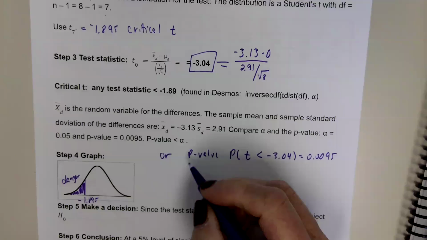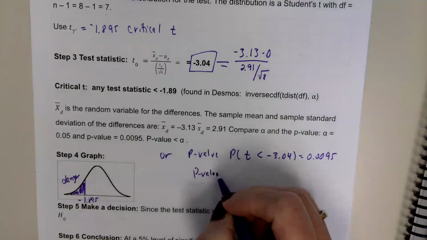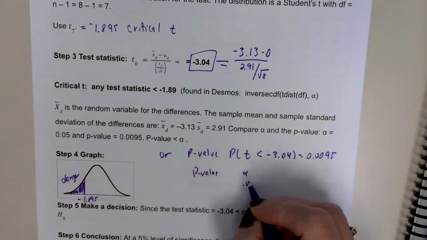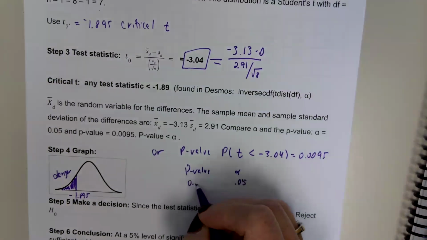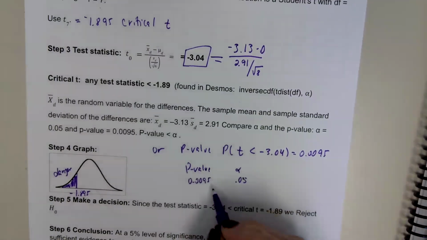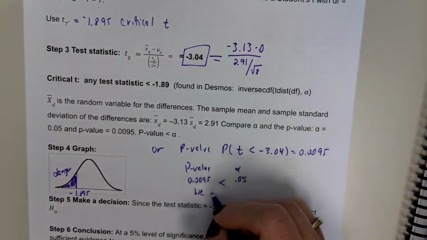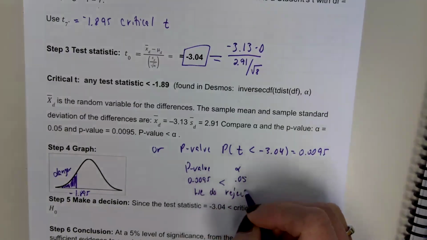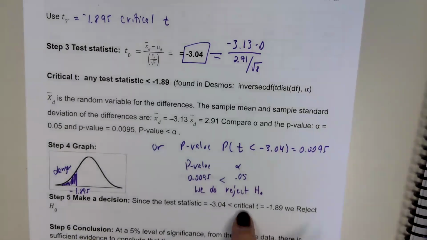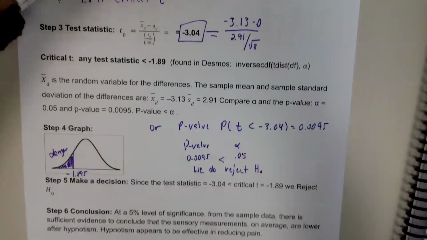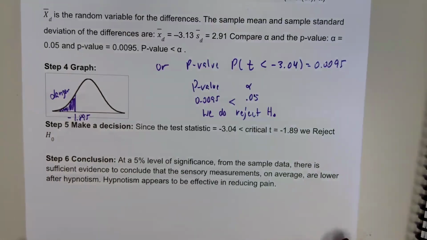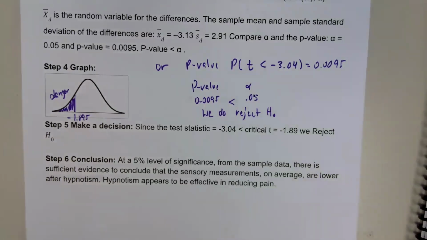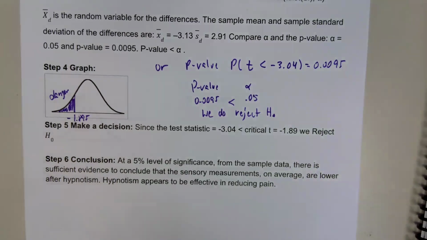And so when we compare our p-value to the alpha of 0.05, our p-value is less than alpha, so we do reject H0. And I stated that there. And then there's our conclusion. At a 5% level of significance from the sample data, there is sufficient evidence to conclude that the sensory measurements on average are lower after hypnotism. Hypnotism appears to be effective in reducing pain.